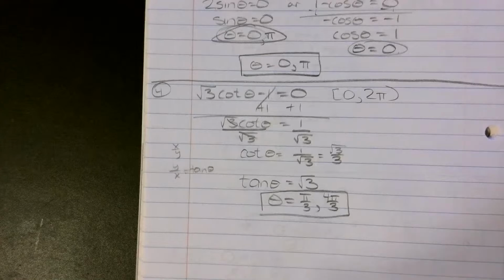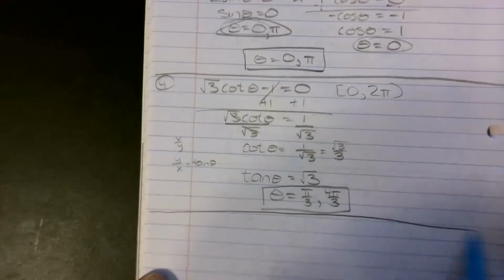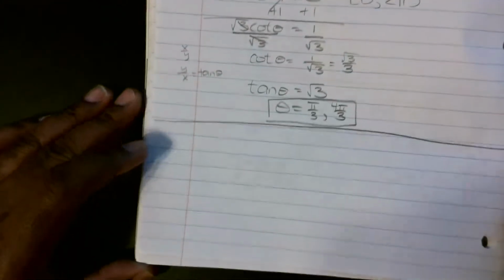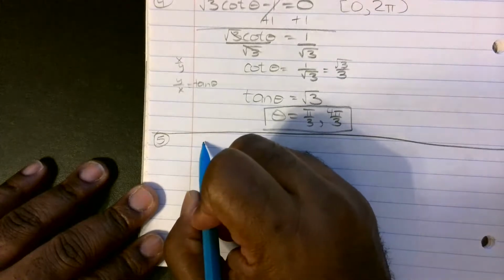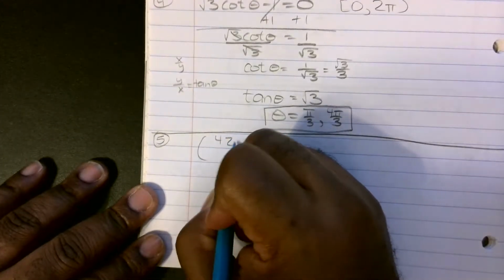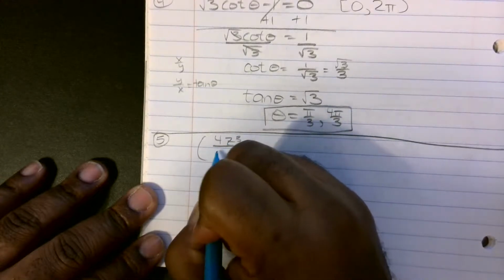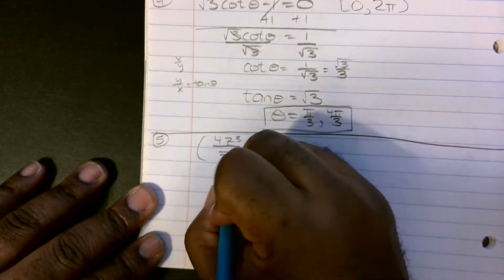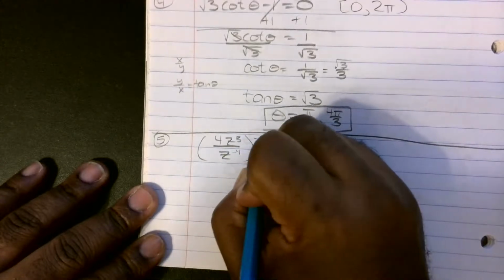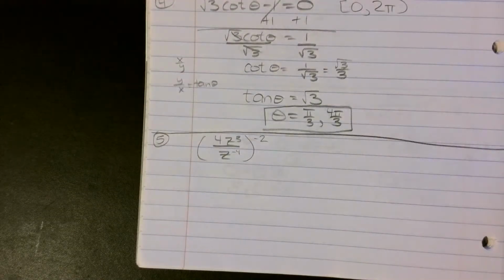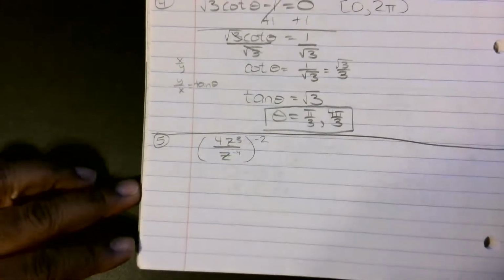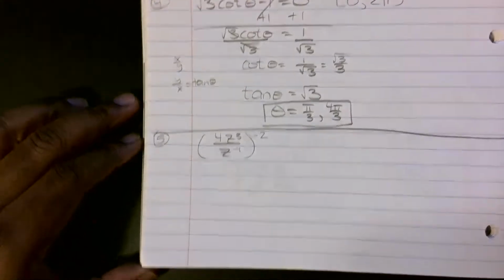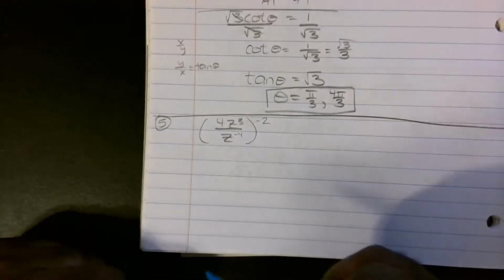Okay. Next question is something a little different, but something I like also. So we're going to simplify 4z cubed over z to the negative 4 to the negative 2. All right. So there are a few different ways that we can do this.